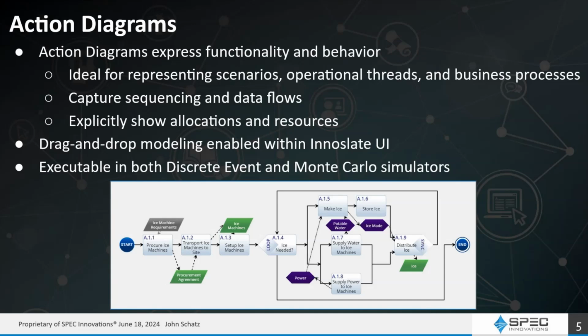So typically we use them for modeling scenarios, for modeling operational threads or business processes. The key here is that they have both sequence from left to right information, and they show data flows. So what you're seeing here in the green and the gray, those are data elements that are getting passed in. We can also show allocations. I'll point that out on the next slide, and resources. Resources are going to be the purple polygons. And we can execute these models in both the discrete event and Monte Carlo simulator that's part of Innoslate.